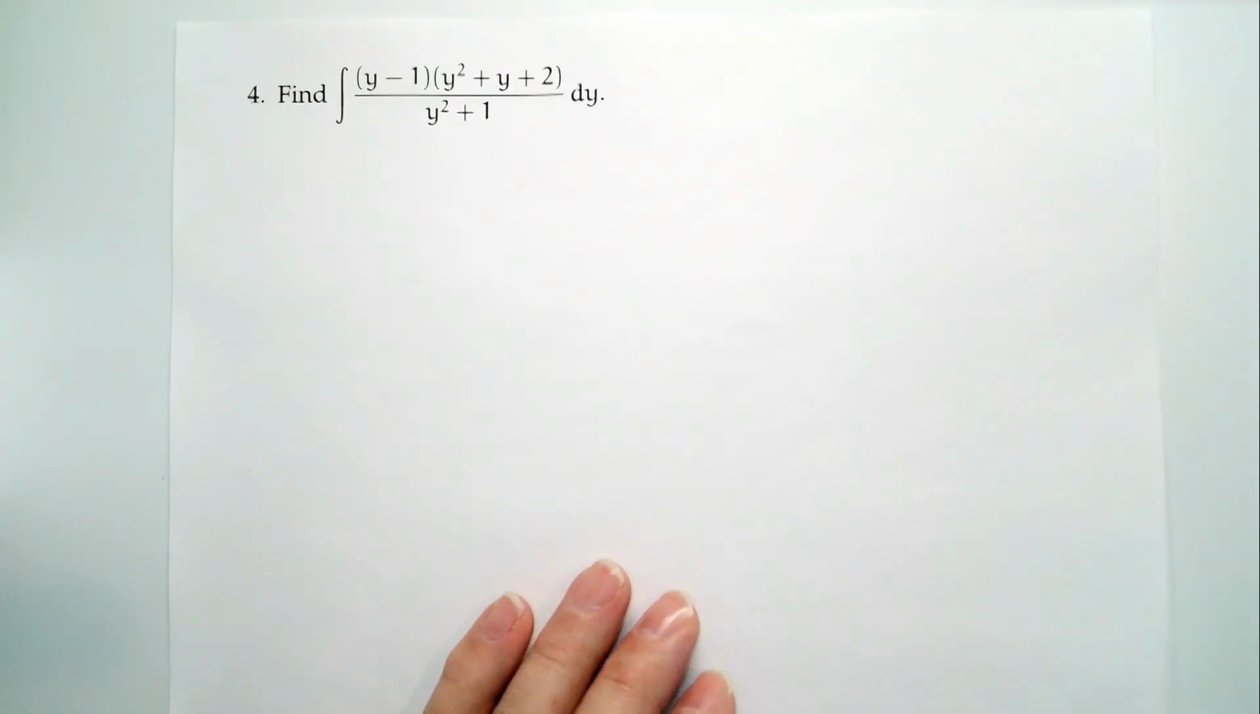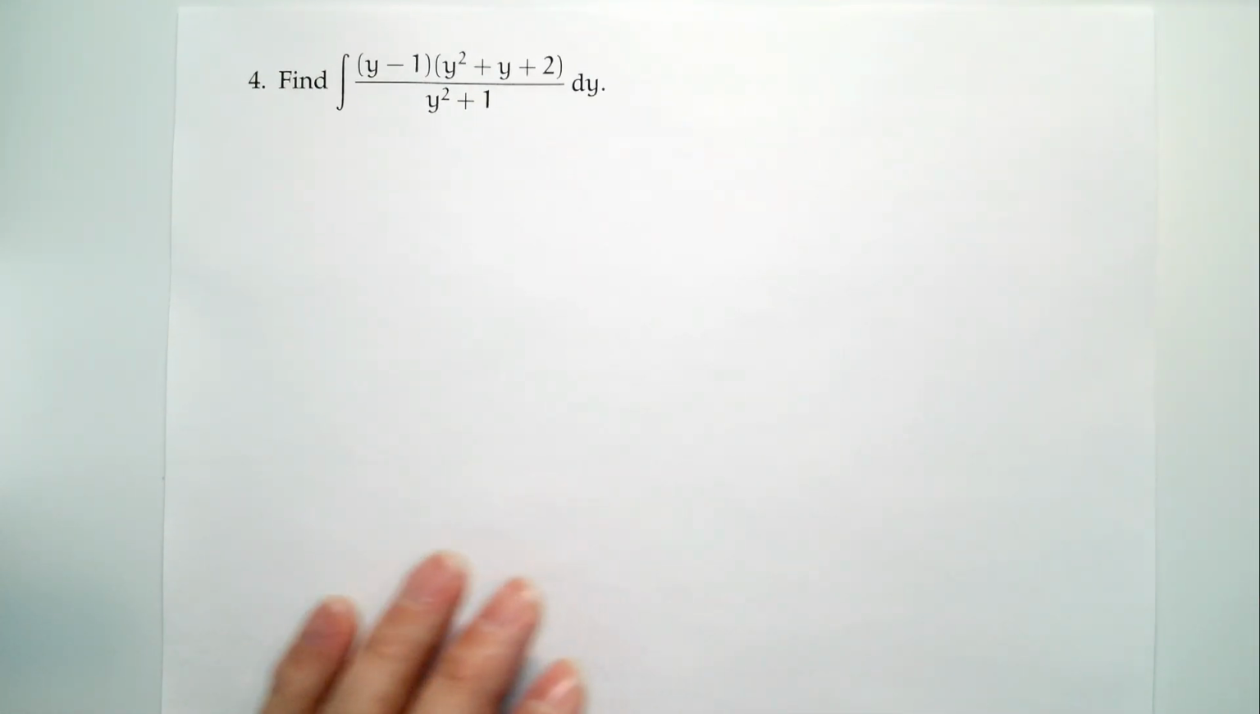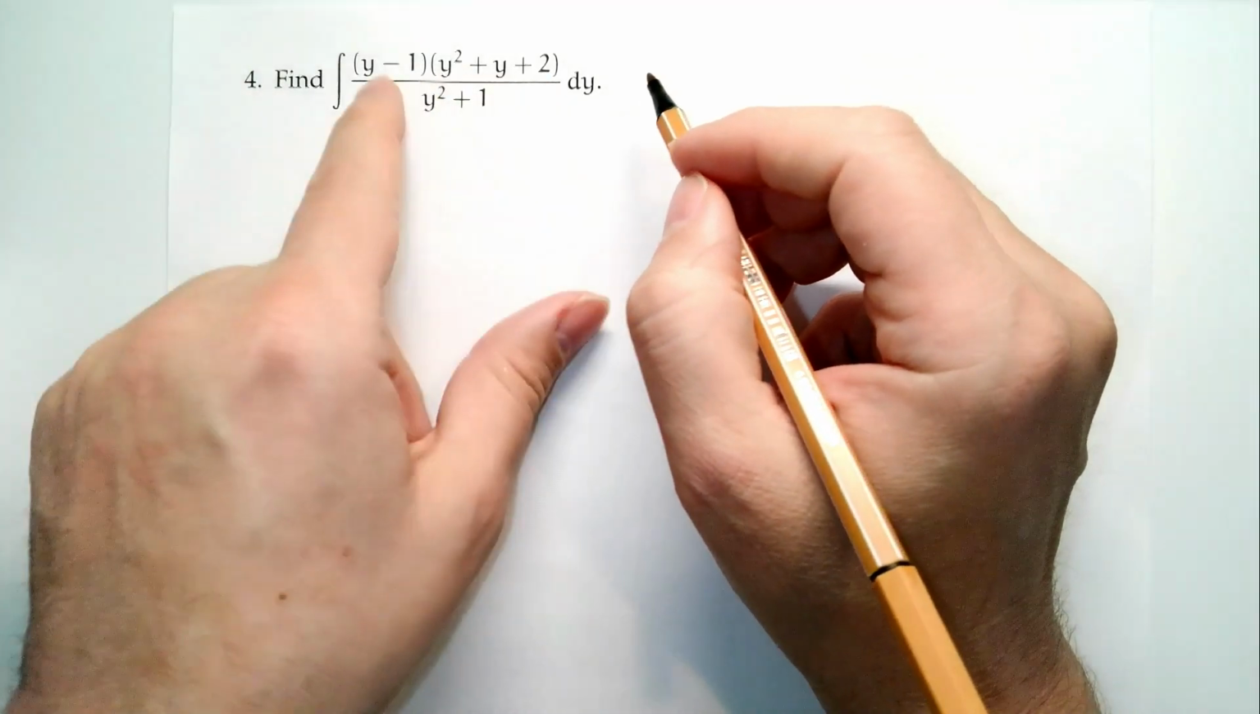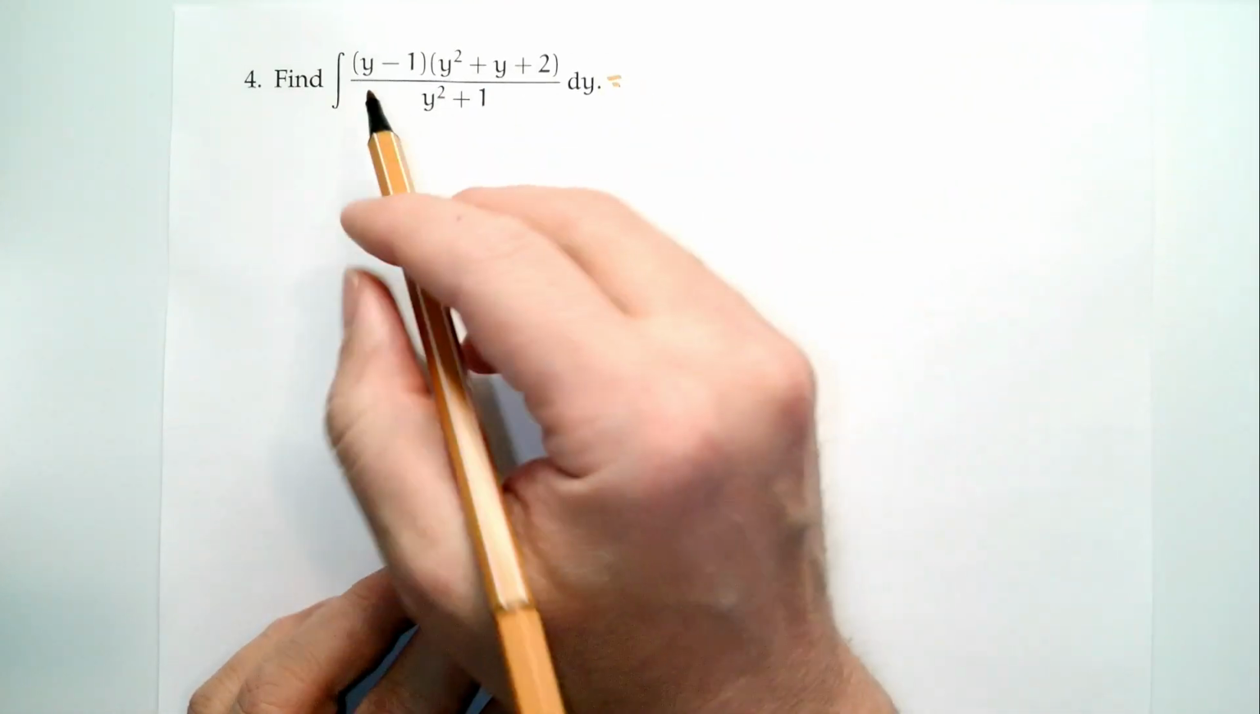All right. And of course, well, we'll get there in a second. Number 4. Find the integral of (y minus 1) times (y squared plus y plus 2) divided by y squared plus 1. Okay. Well, probably not too hard to figure out what to do, to start anyways. This is all algebra. So we want to say, let's figure out how to rewrite this using algebra. So one thing we can do is we can multiply out the top. So what do you do?